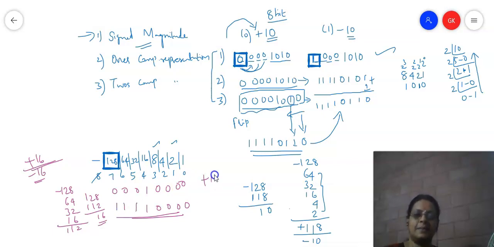So for plus 16, if I take weighted values, I will just put a 1 here and all the remaining bits 0. If it is minus 16, this MSB should be 1, only then I will get a negative number. And to this minus 128, if I add all this equivalent weightage, then I will get minus 16. So this completes the discussion of binary.